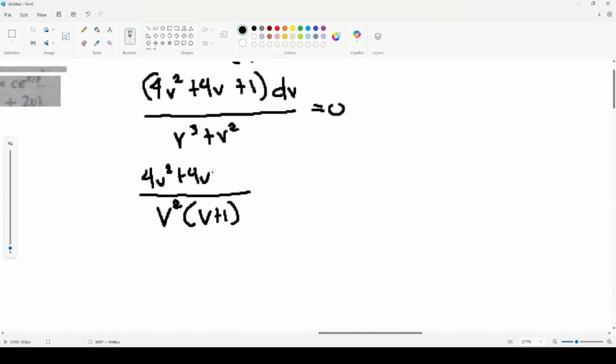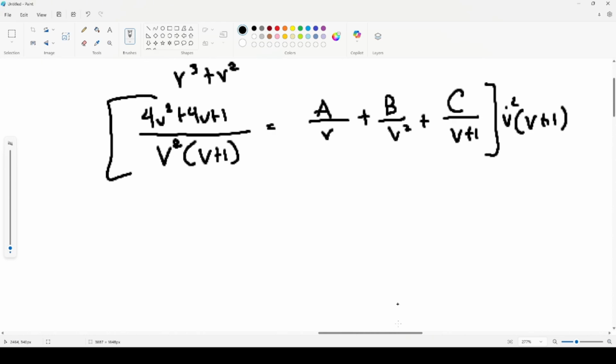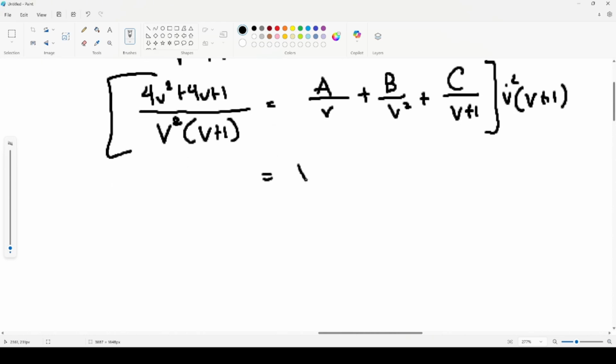So for now, what I'm going to do is separate the denominator: v squared, v plus 1, then 4v squared plus 4v plus 1. I'm going to do partial fraction that will become A over v plus B over v squared plus C over v plus 1. Multiply both sides by the denominator, v squared, v plus 1. So that will become Av(v plus 1), then B(v plus 1), then Cv squared.